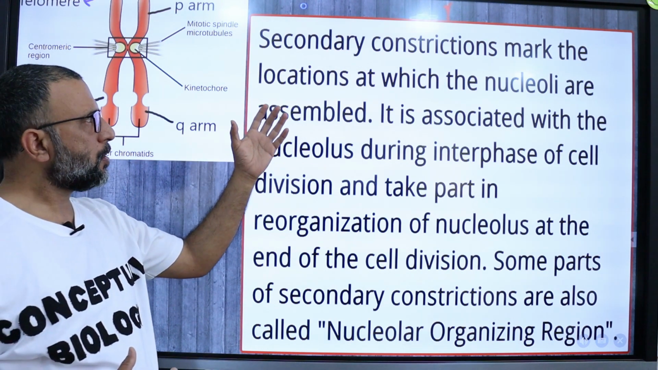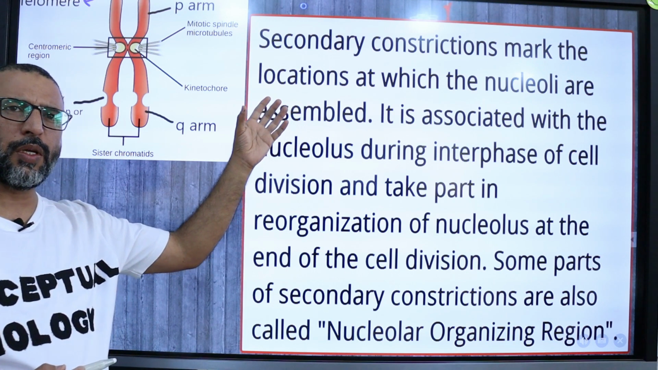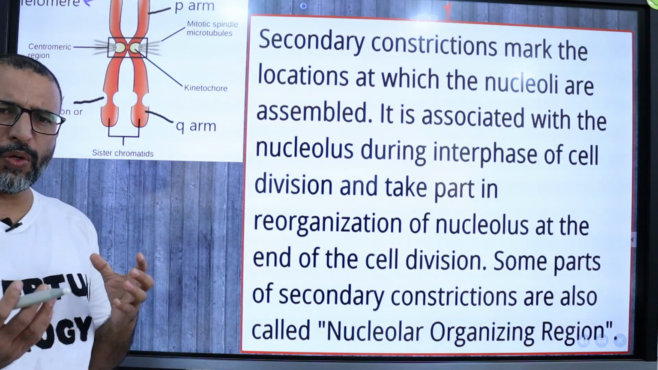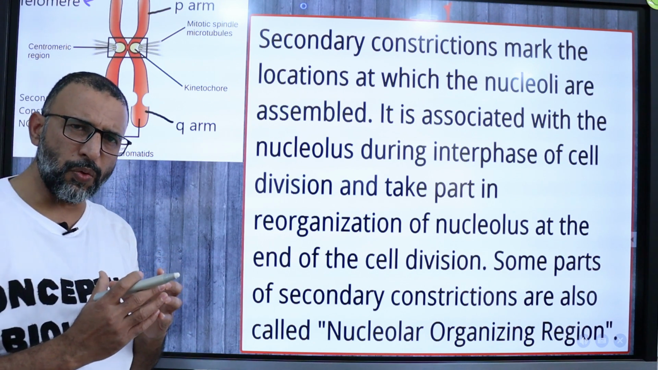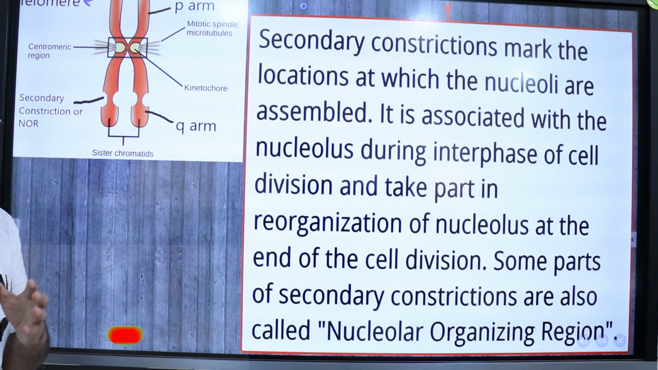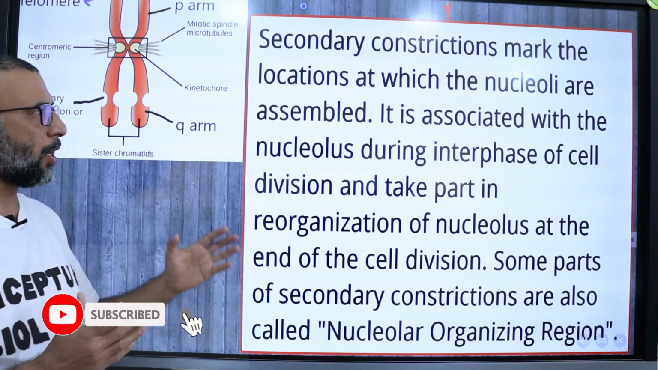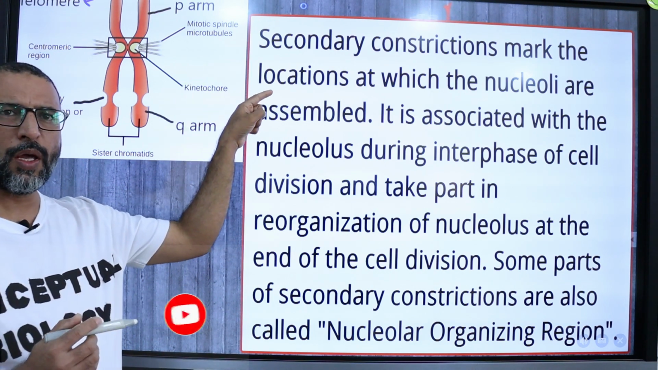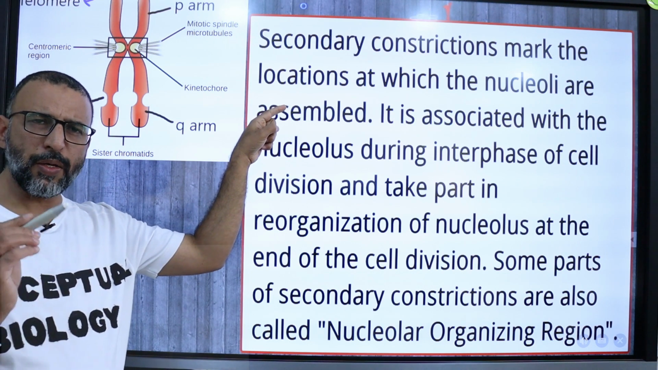Secondary constrictions mark the locations at which the nucleoli are assembled. As we know, nucleolus is present inside the nucleus. Nucleolus is singular, nucleoli is plural. And secondary constrictions mark the locations at which nucleoli are assembled.